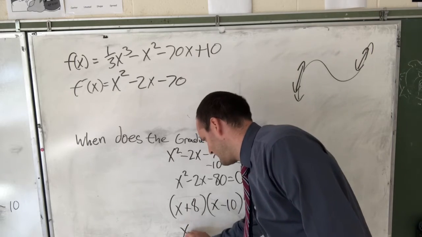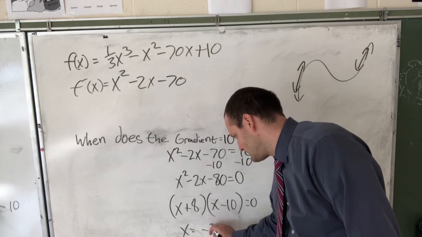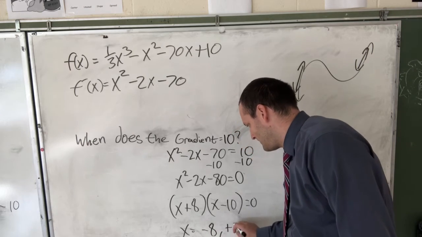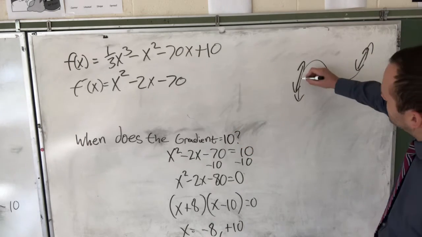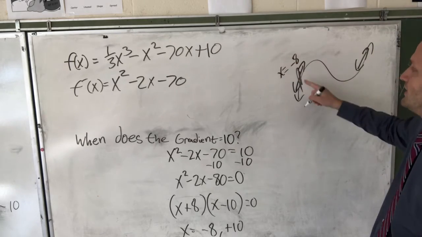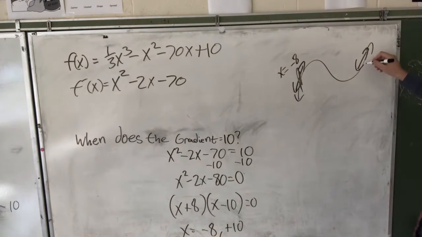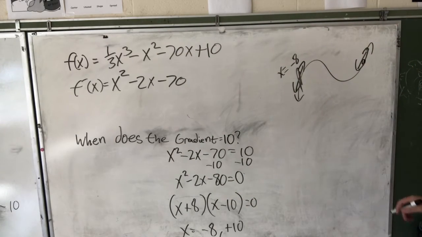So what are my x values? What x values make this true? Negative 8 and positive 10. So right here at negative 8, when x is negative 8, our slope, our gradient, is positive 10. Over here, when the x value is at positive 10, our slope is also positive 10.